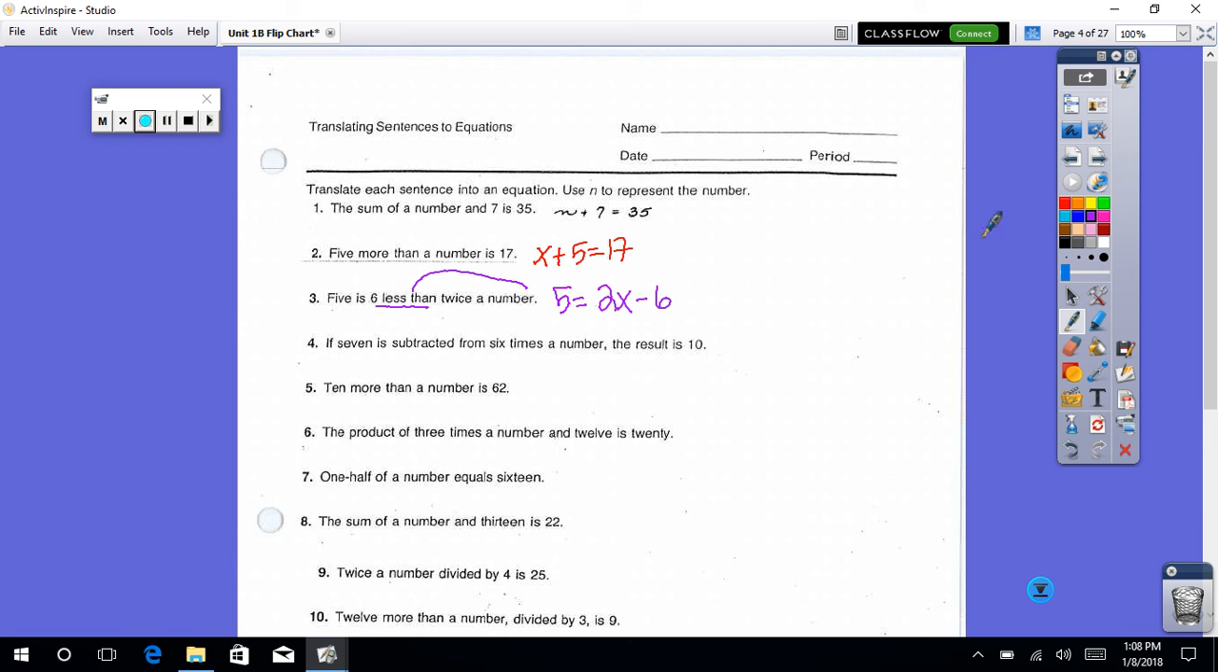Okay, if 7 is subtracted from 6 times a number, the result is 10. Okay, so something equals 10. If 7 is subtracted from 6 times a number.